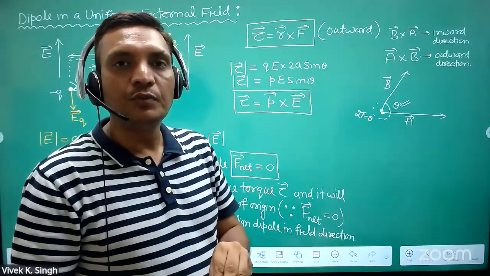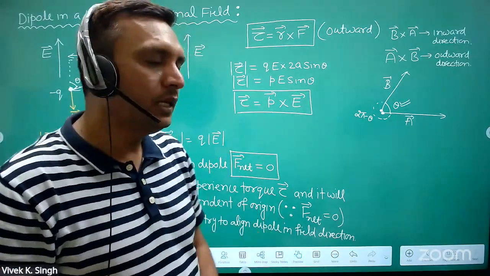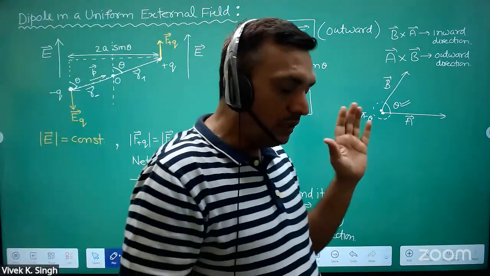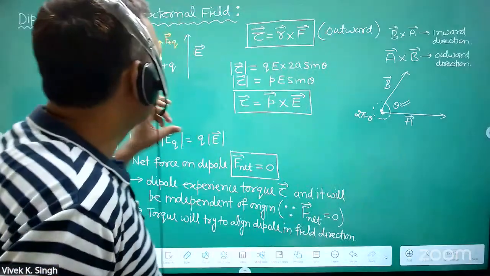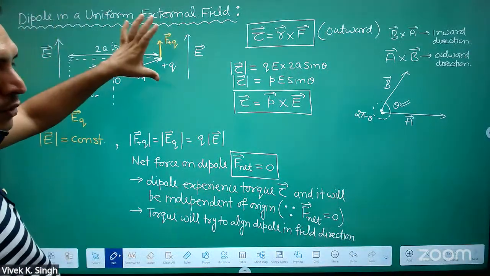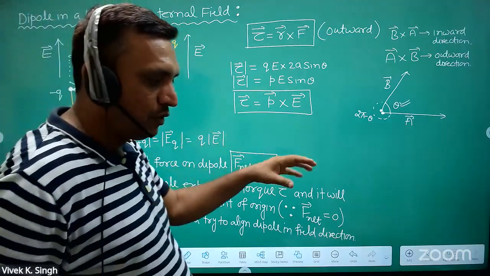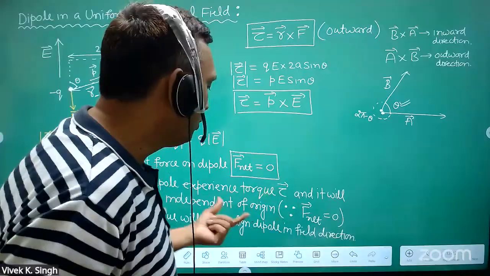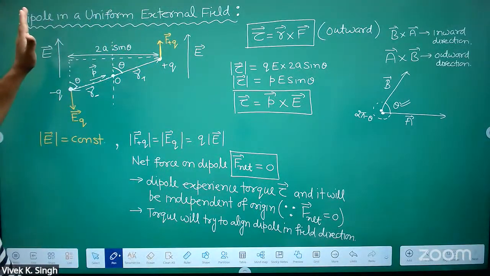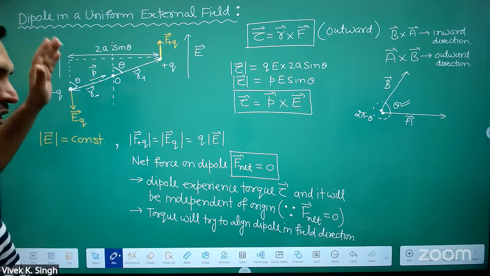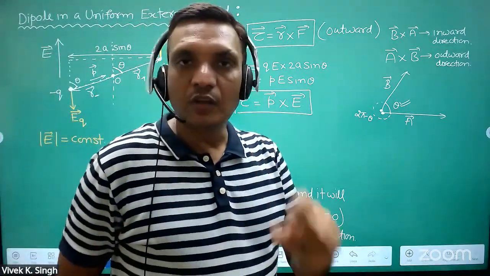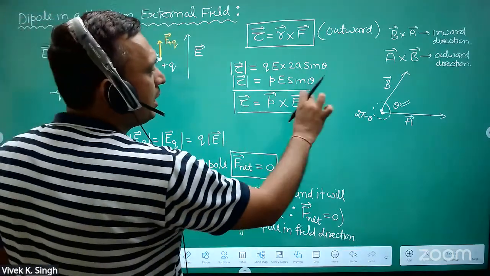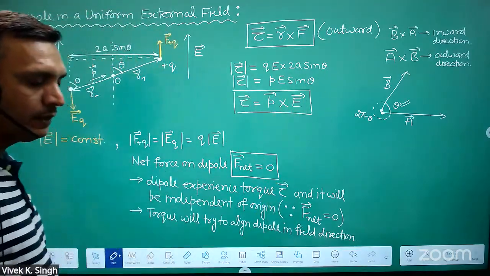If field is uniform, net force will be 0. Is it clear? So this is the case of dipole in a uniform field. Net force is 0, but it will experience torque, and torque will try to align the dipole in field direction. And when it aligns in the field direction, now torque will be also 0. And in general, it is given by simply P cross E. Is it clear?